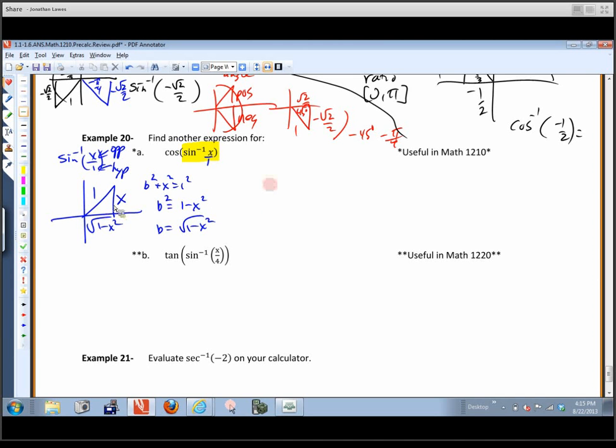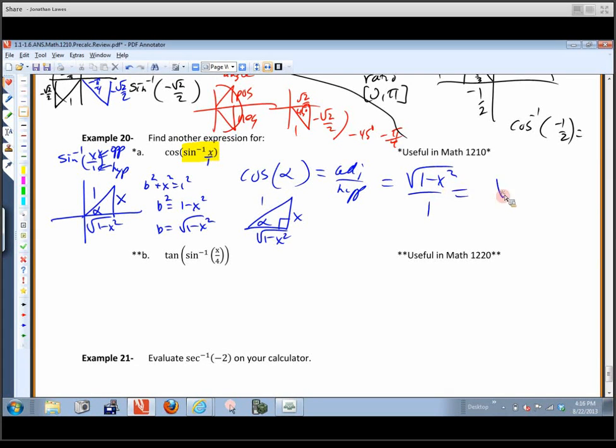We're dealing with this picture right here, and I want the cosine ratio for this particular angle. Well, cosine is going to be the adjacent over the hypotenuse. So let's look at that. If my picture is radical 1 minus x squared, x and 1, and this is my angle, here's my adjacent side, there's my hypotenuse. So that's going to be square root of 1 minus x squared over 1, which we can write very simply as square root of 1 minus x squared. Useful tool, very useful tool.